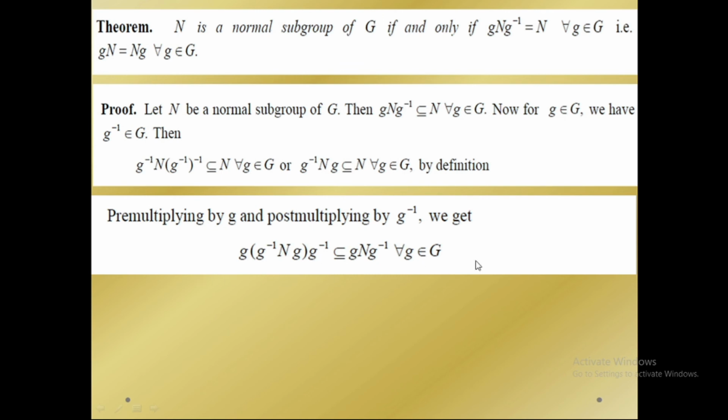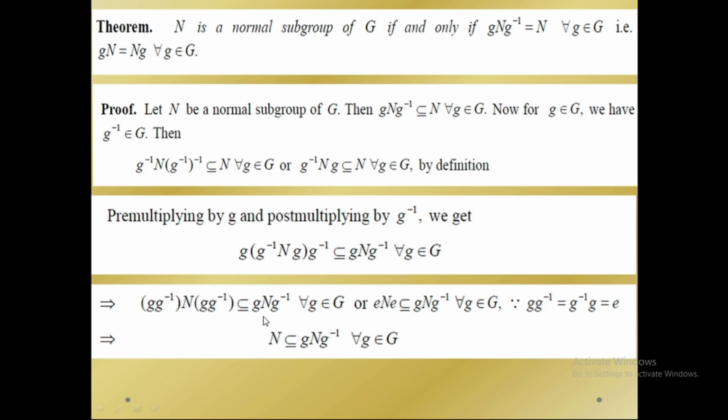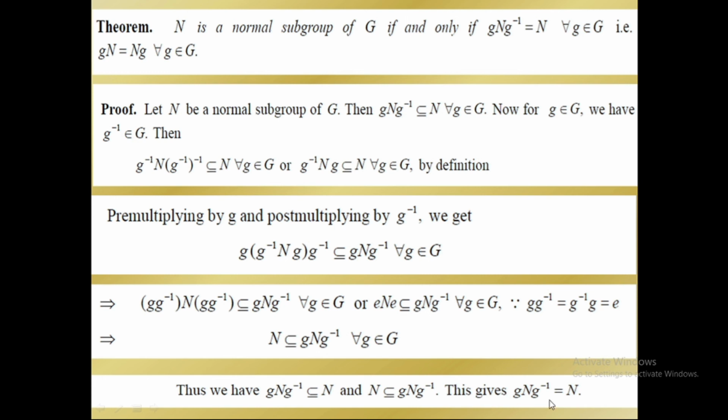belongs to G. If we simplify this by the associative property, it can be written as (gg^{-1})N(gg^{-1}), and we know that gg^{-1} is equal to the identity element, so this is nothing but eNe for every g, and we know that eN is equal to N, and Ne is again equal to N, because we know the coset property: Ha = H if and only if a belongs to H. Applying that type of result here, we get that N is a subset of gNg^{-1} for every g belongs to G. This means we have gNg^{-1} is a subset of N, and now we have proved that N is a subset of gNg^{-1} for every g belongs to G. That means both are equal. That is the first part.